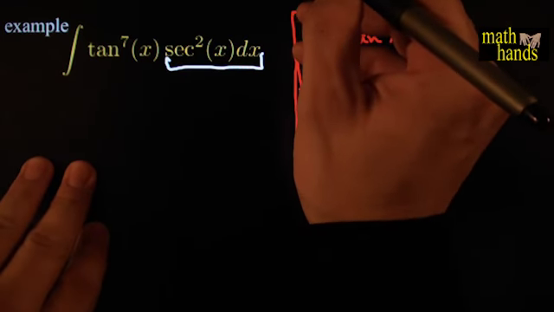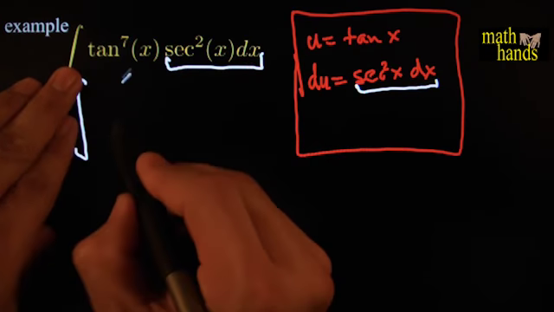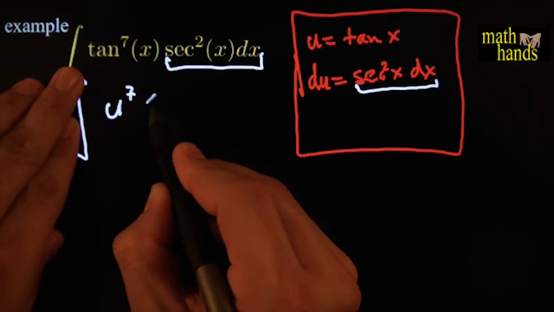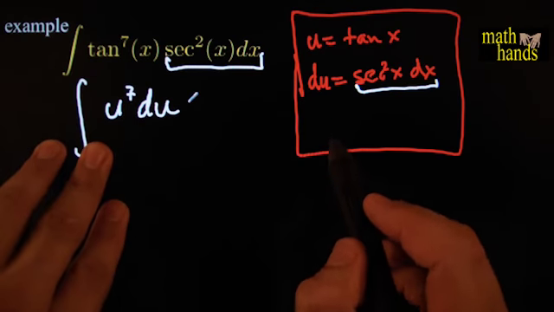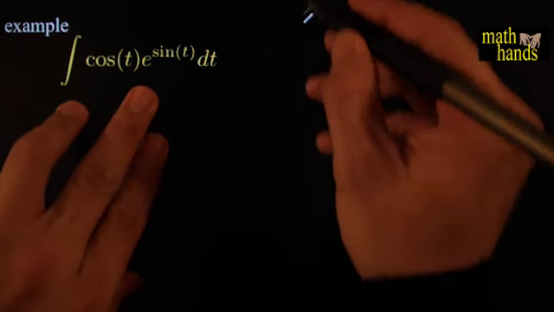So this would become the integral, and my tangent I can exchange for a u, so this would be u to the 7th du. Right? And the rest of that is boring. What else? How about this one?